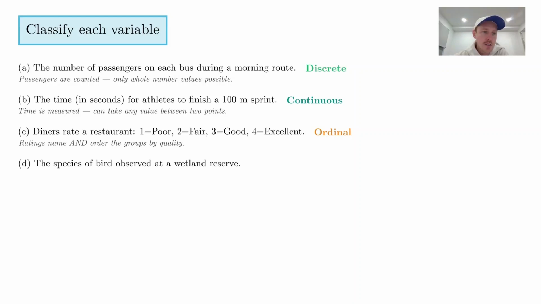All right, next one. The species of bird observed at a wetland reserve. Have a think. Is it a category? Is it a number? I think you would agree it's a category, and it would be nominal. There is no order to the different kinds of birds that you're observing.